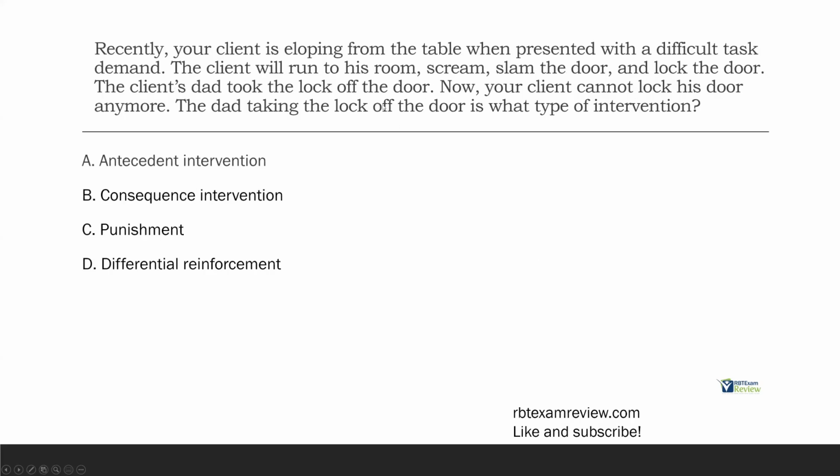Recently, your client is eloping from the table when presented with a difficult task demand. The client will run to his room, scream, slam the door, and lock the door. Client's dad took the lock off of the door. Now your client cannot lock his door anymore. The dad taking the lock off the door is what type of intervention?